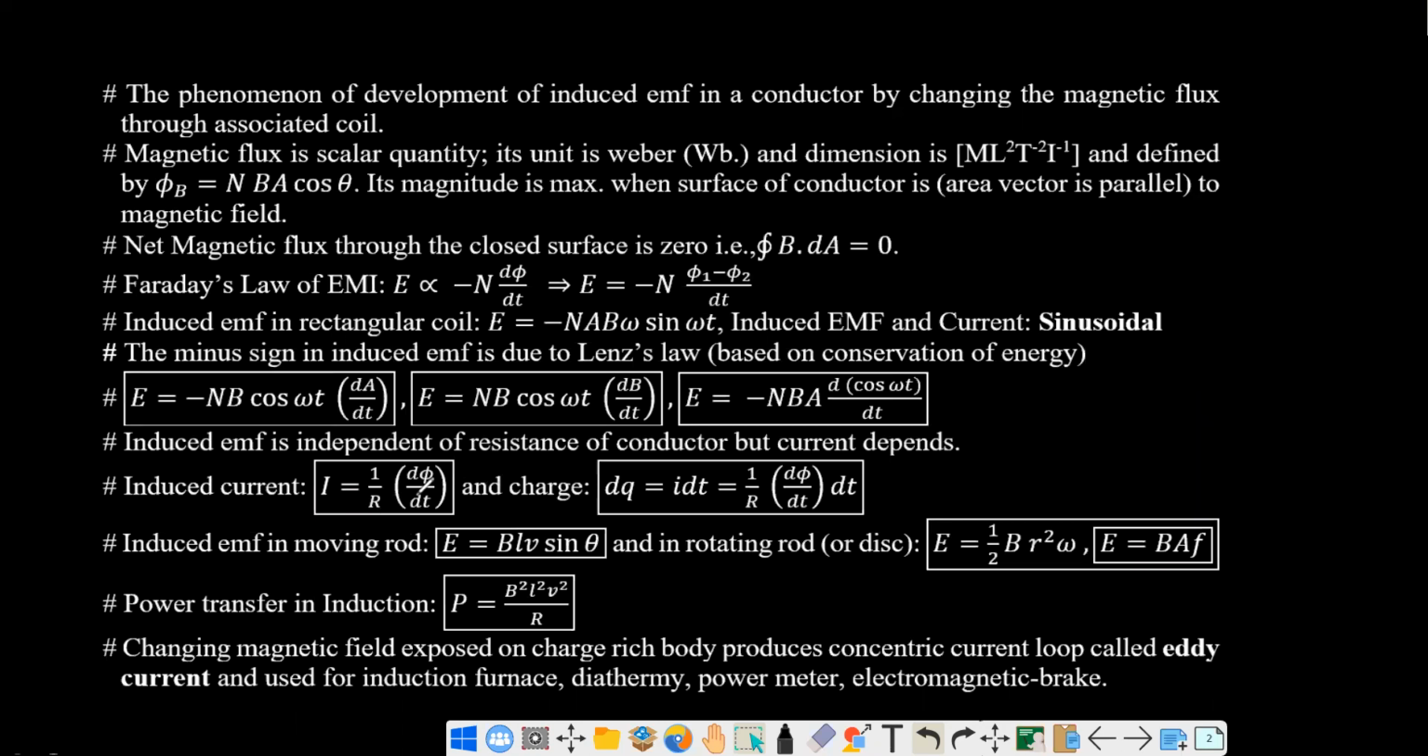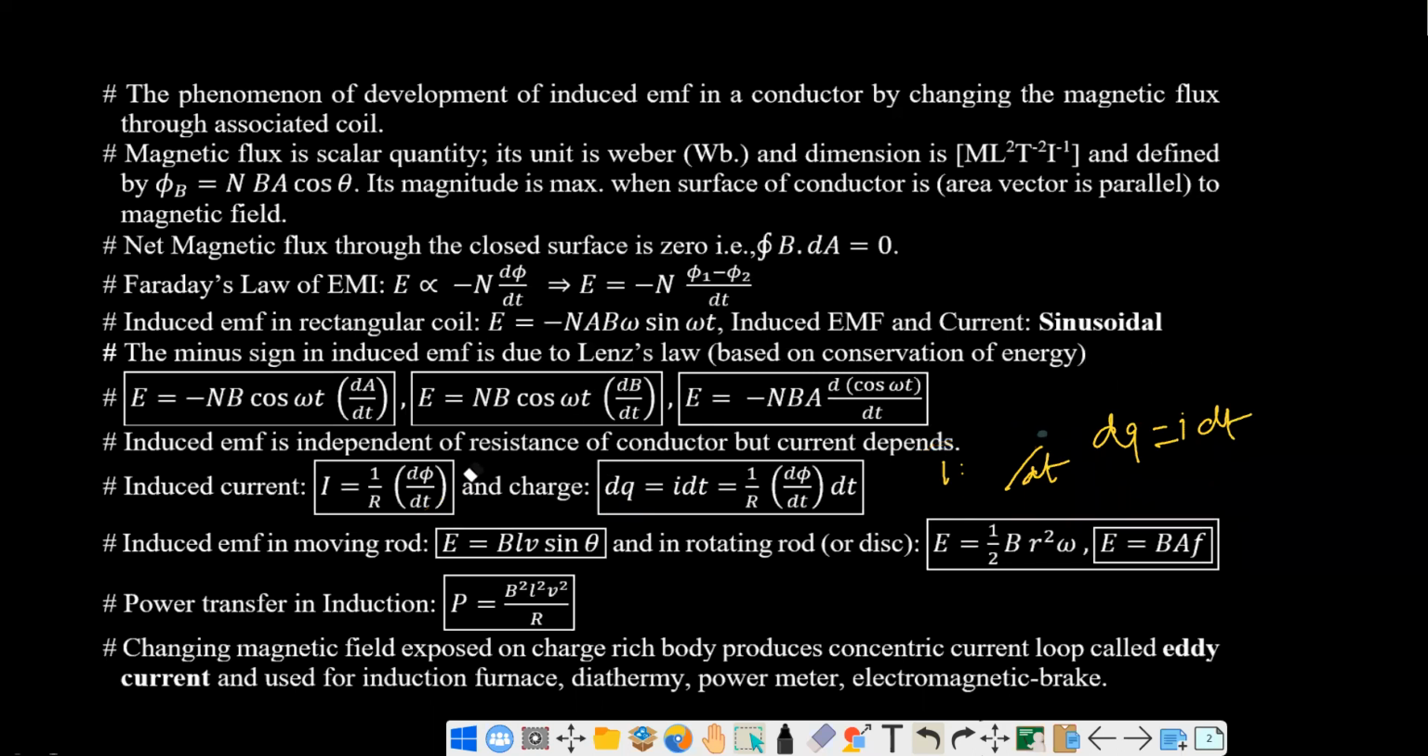So current can be obtained in this way, and sometimes we can even obtain the value of charge. If we want to find the charge, the question is very simple. We know current equals dq by dt, and once you get the current, you can easily calculate dq equals I times dt, right? So this is simple mathematics. From here we can easily obtain the value of charge as well.